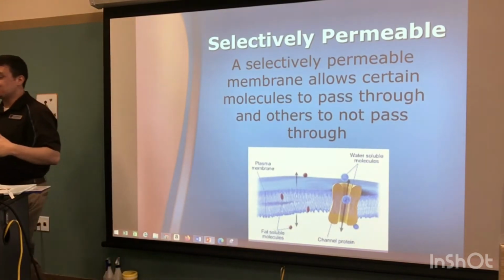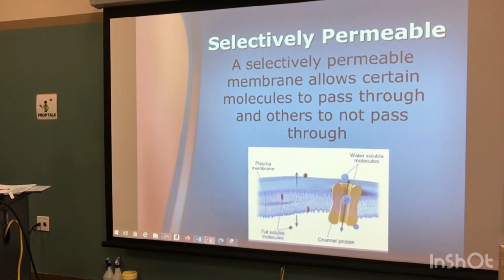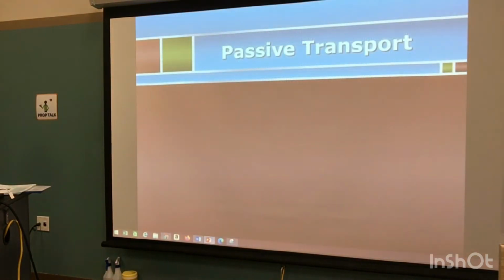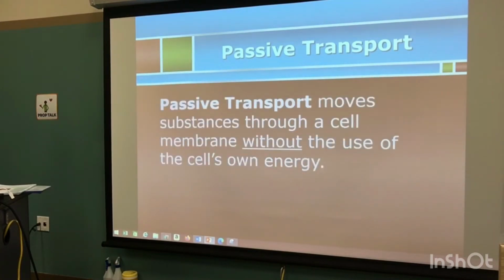So passive means you're not using energy, right? So in passive transport, it's the same thing. Passive transport involves no energy from the cell. The cell can just sit there like a blob and take things in and push things out. It doesn't use any energy. It's effortless. It's passive. So passive transport is a way that a cell can move things without using any energy at all.